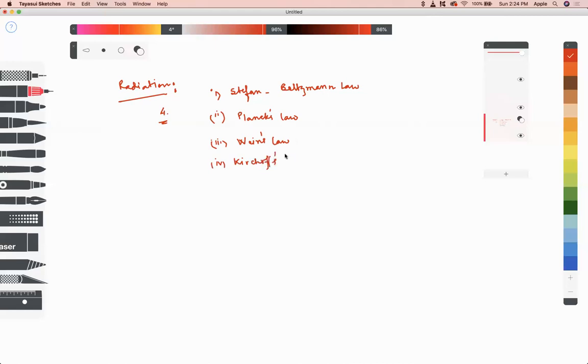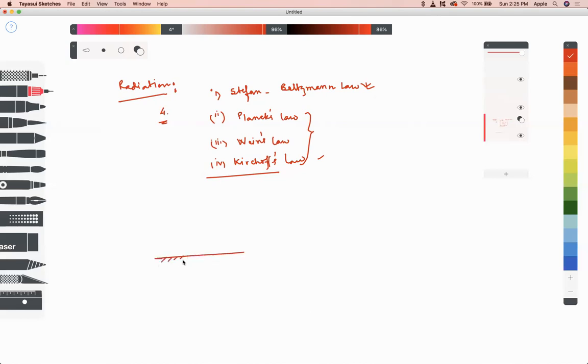Now, in this case, we will just discuss Stefan-Boltzmann, and when we go into the radiation chapter, we will discuss the other three laws. So there are four subsidiary laws, and depending upon what kind of situation we are dealing with, we will use one of those subsidiary laws in case of radiation. Now, in radiation, it's very simple.